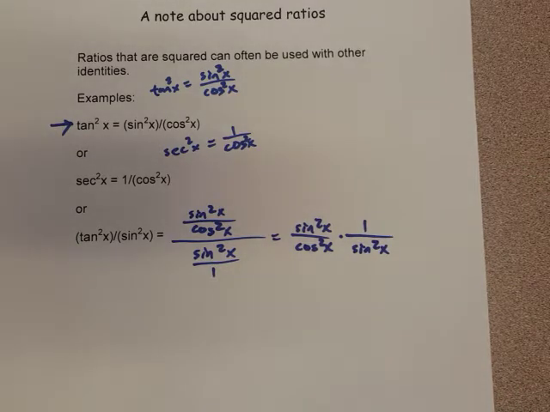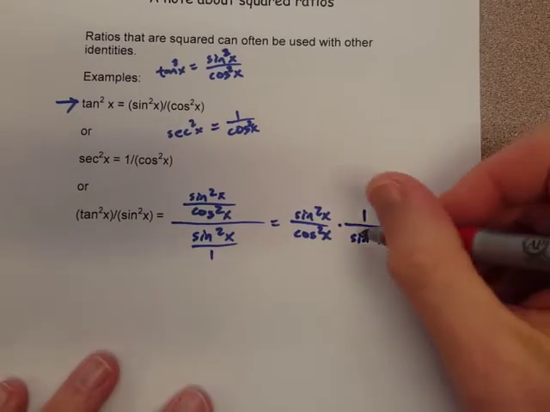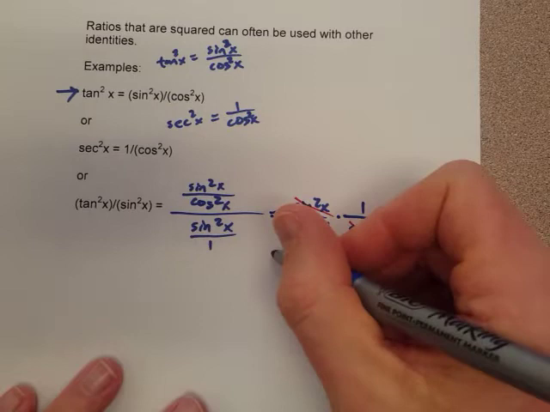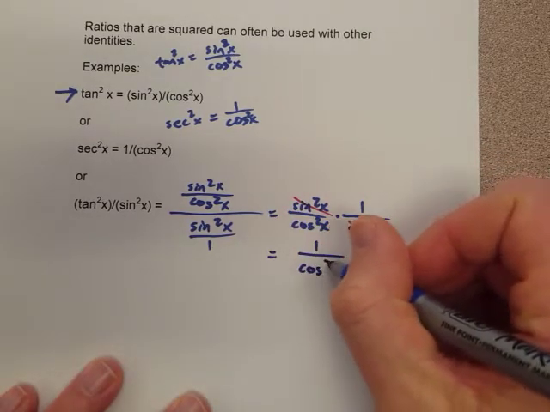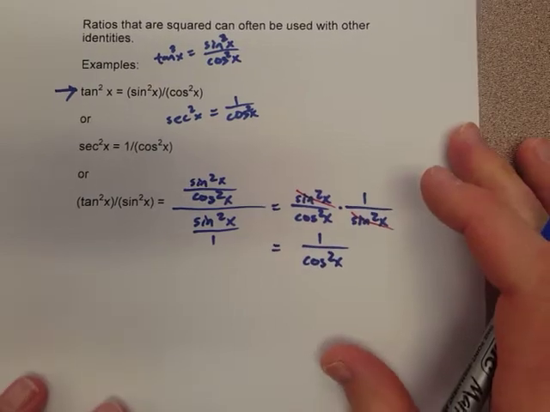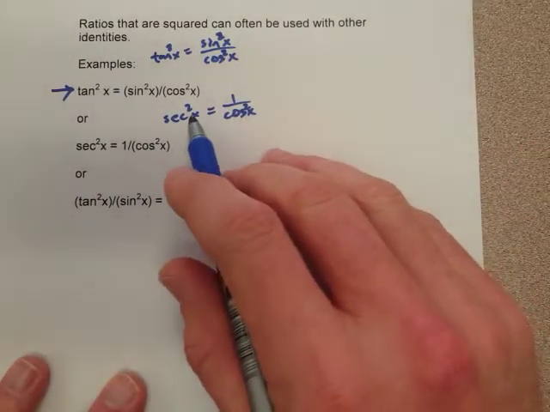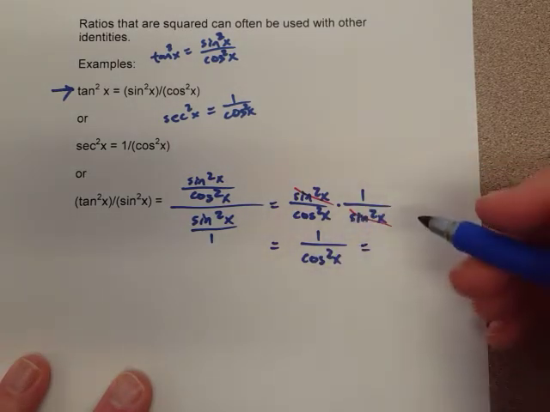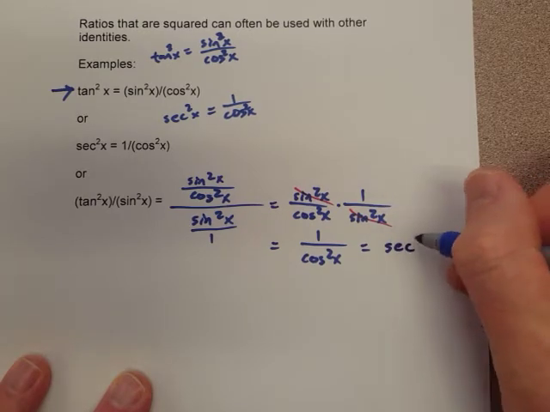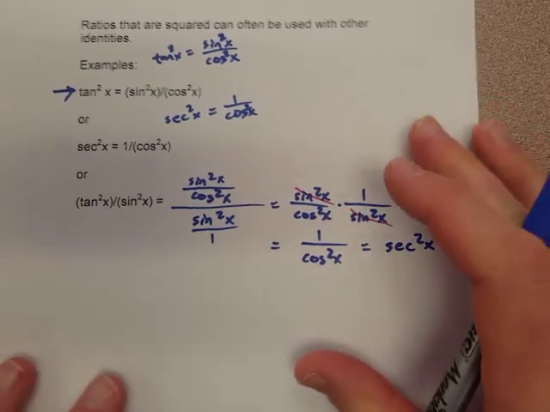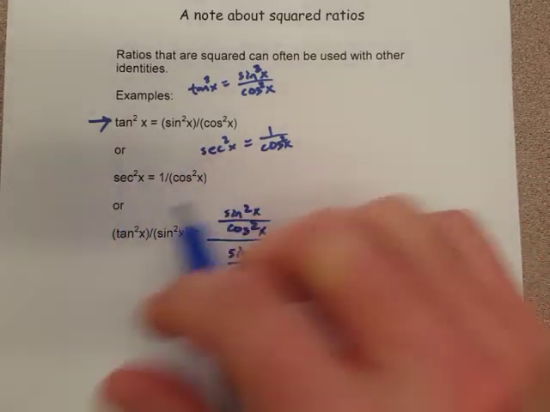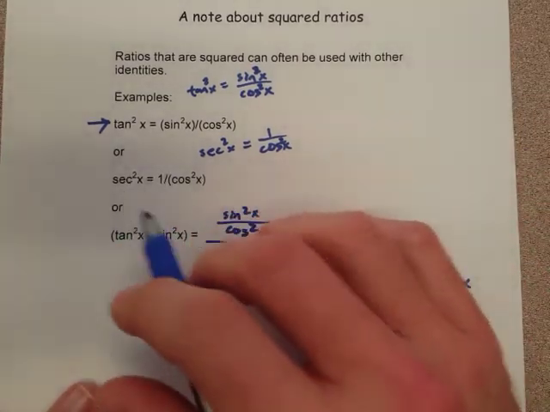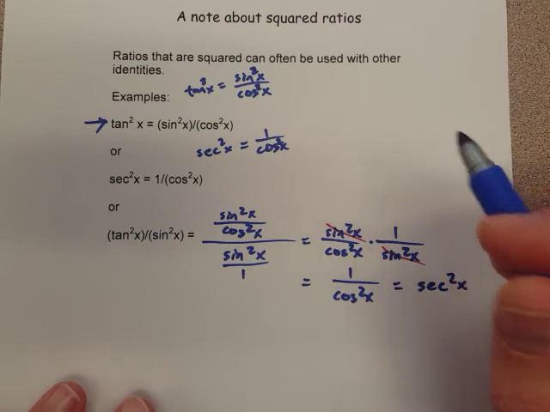Well, now that I have it set up like that, you might be able to see that I can cancel out sine squared on both the top and the bottom, leaving me with 1 over cosine squared. And like we just talked about in the middle up here, 1 over cosine squared is the same thing as secant squared. So if I was looking to simplify this without having any fractions, I could again turn this back into secant squared. So this is just a way to show you that a lot of these identities work together, and especially the squared ratios, they definitely work with a lot of the different reciprocal and quotient identities.